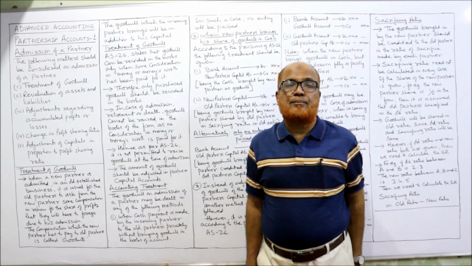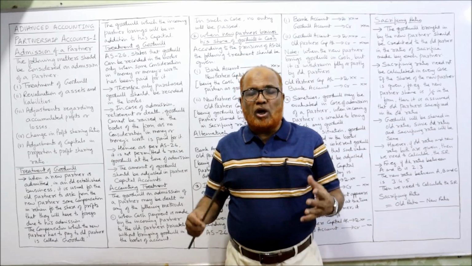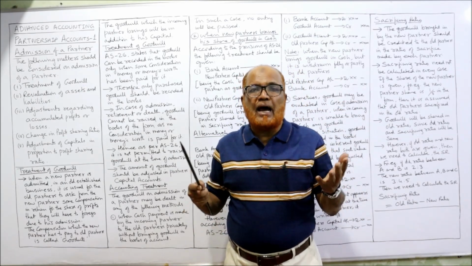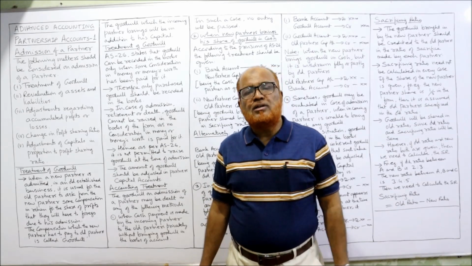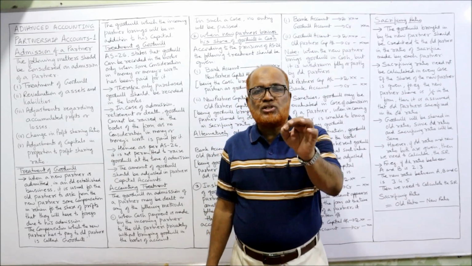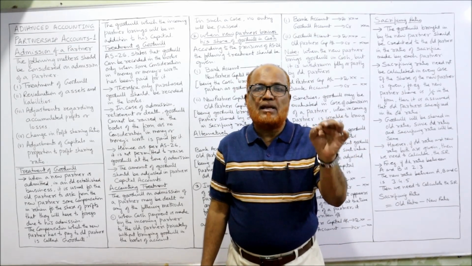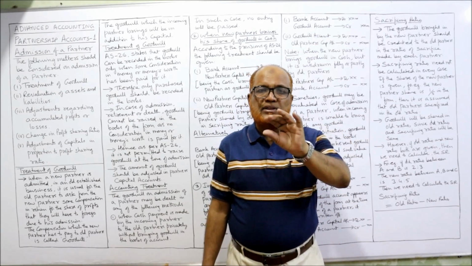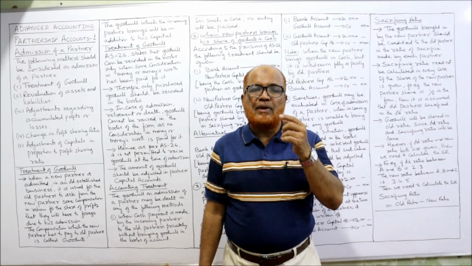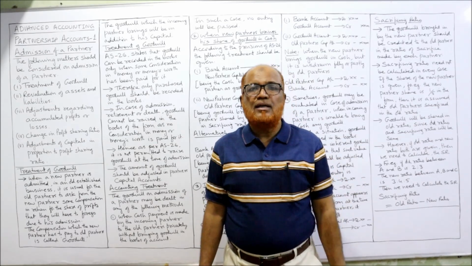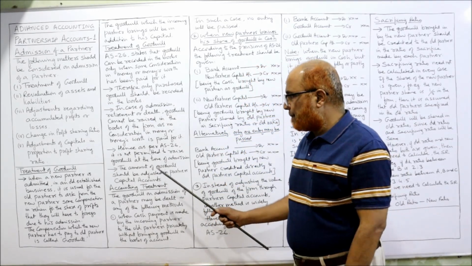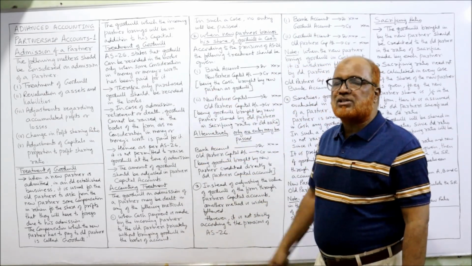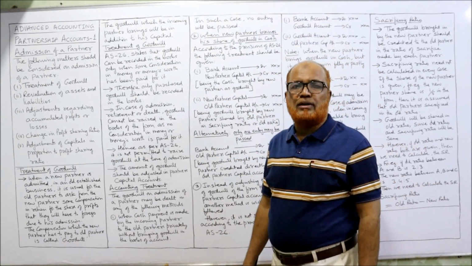Then how is it to be recorded? Goodwill should not be recorded. Now how should it be adjusted? The alternative is to adjust the goodwill in the capital accounts, without raising goodwill, without writing the word goodwill, adjusting the amount in the capital accounts. Now, accounting treatment. This was the general brief discussion about how to treat goodwill.